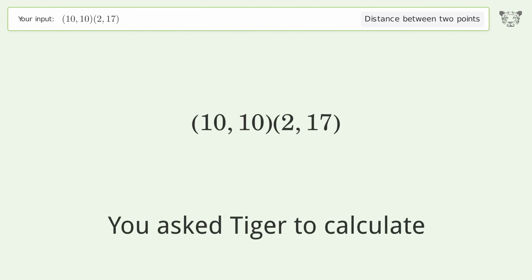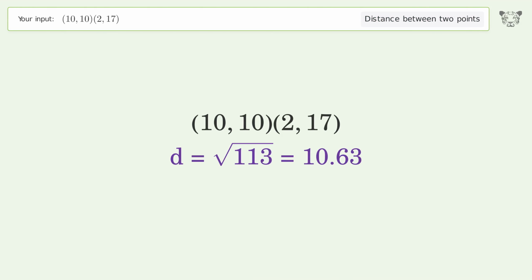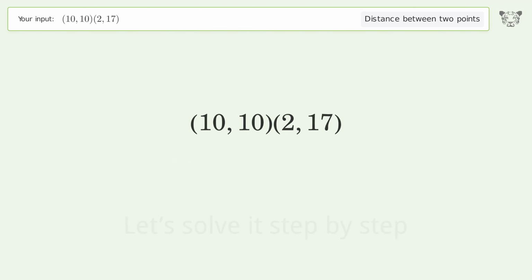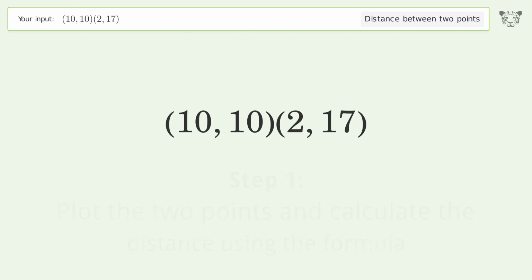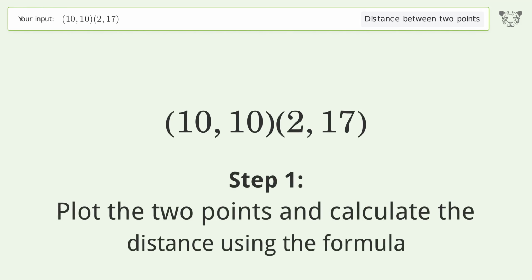You ask Tiger to calculate. This deals with the distance between 2 points. The distance between the 2 points is the square root of 113, or 10.63. Let's solve it step by step. Plot the 2 points and calculate the distance using the formula.